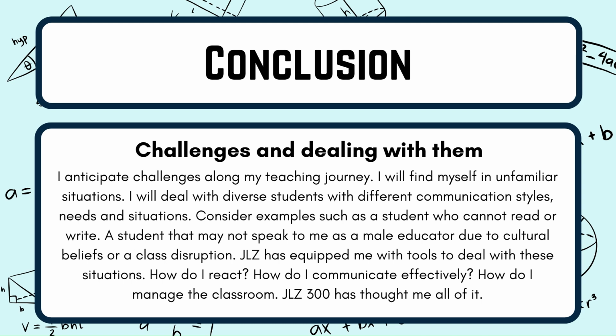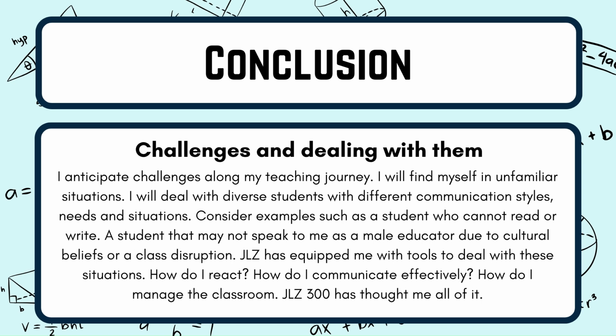Consider the example of a student who cannot read or write. I'm better equipped to deal with that situation through the theories I've learned in JLZ. Consider a student who may not speak to me because I'm a male educator and we have different cultural beliefs. How do I show that student that it's okay to come to me with a question, despite their cultural beliefs and what they grew up believing was the norm?